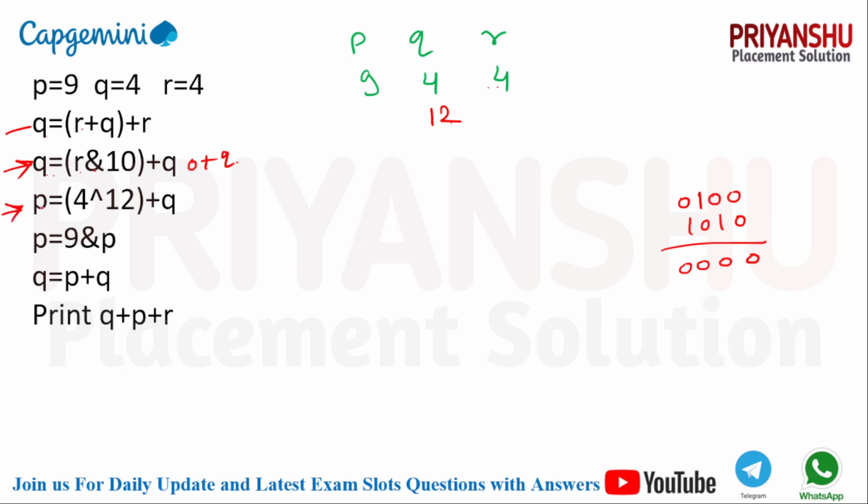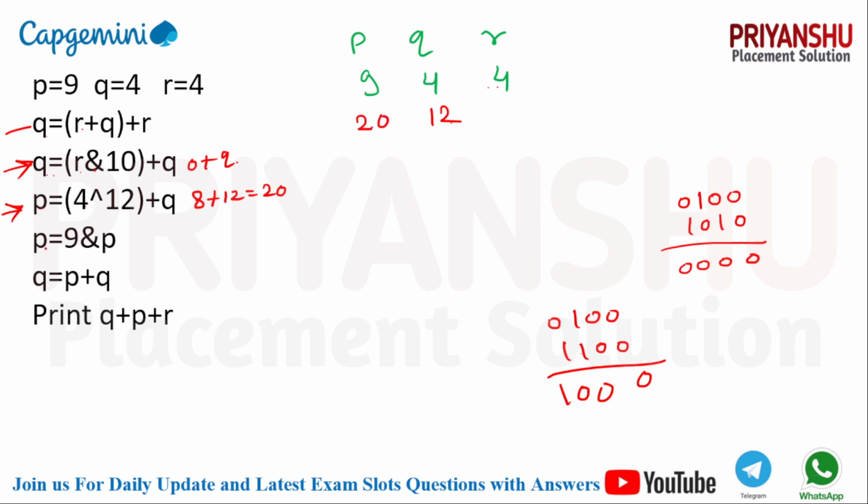Now for this statement, p equal to 4 XOR with 12. Right? So for different bits it gives 1, for same bits it gives 0. It means 8. So 8 plus q, 8 plus 12 is 20.